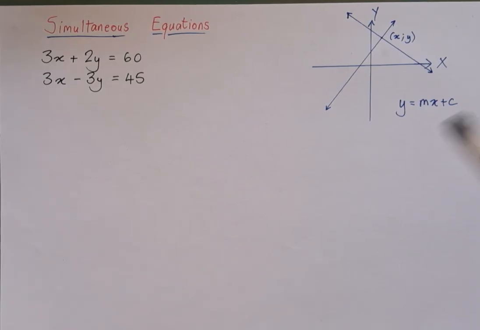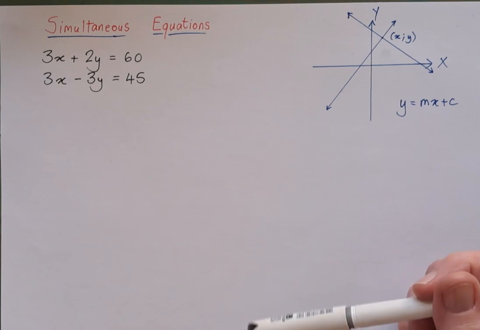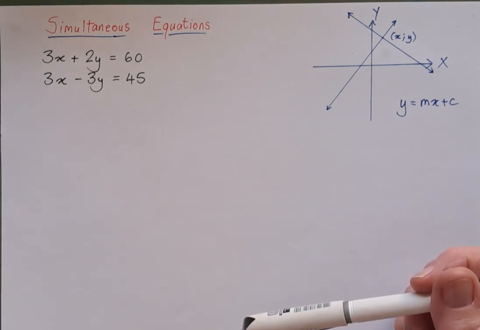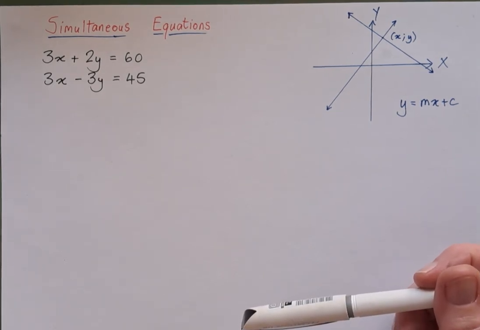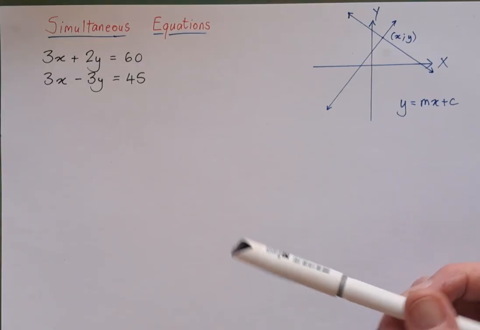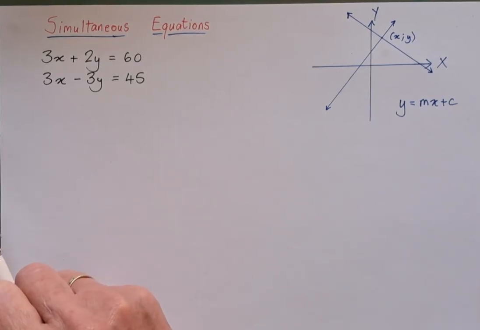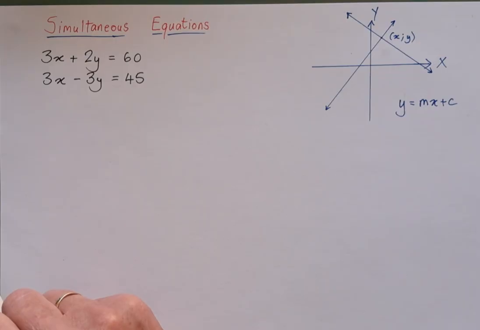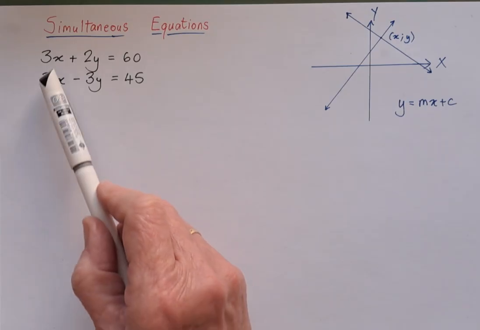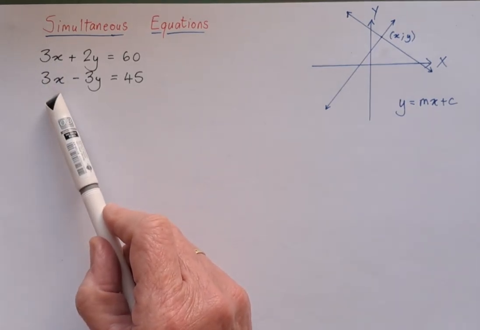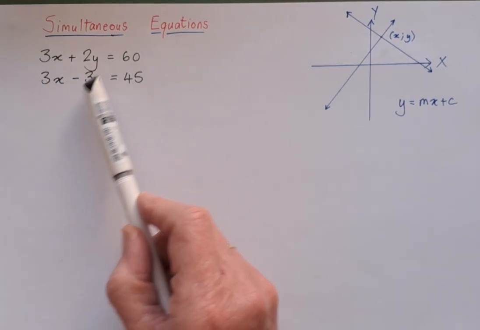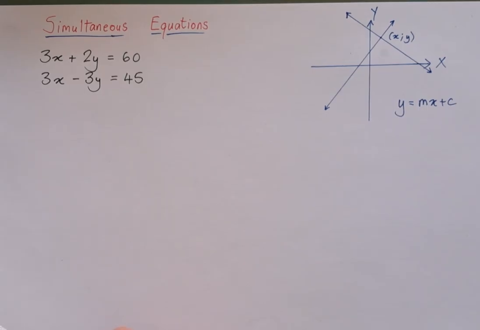So in this episode, we're going to look at the first method for finding the answers for x and y, and that's called the elimination method. There are two methods, the elimination method and the substitution method. The way to decide which one you're going to use is first of all to look at your x terms in both equations and your y terms in both equations.